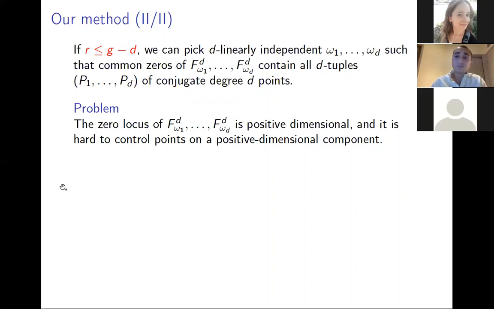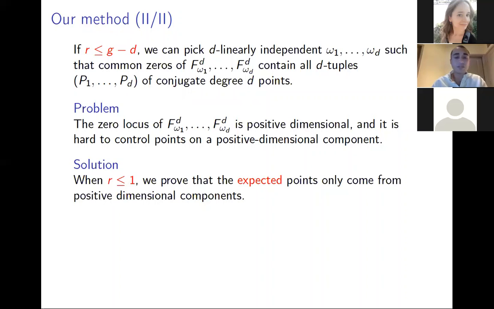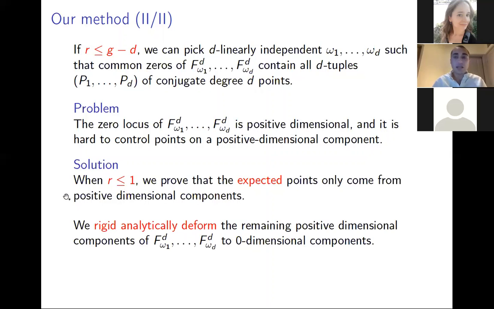So what Joseph and I do is, we found a way around this, and we prove that when the rank is sufficiently small, namely less than or equal to 1, the expected points only come from positive dimensional components. This allows us to really control things because we actually know where these expected points are lying, which is really useful. And then once we know this, we can use some rigid analytic deformations to deform the remaining positive dimensional components to zero dimensional components. So the thing here is we keep the same zero dimensional components, but we're just going to introduce more of them. This will make our count worse in some sense, but that's a trade-off that we have to make.